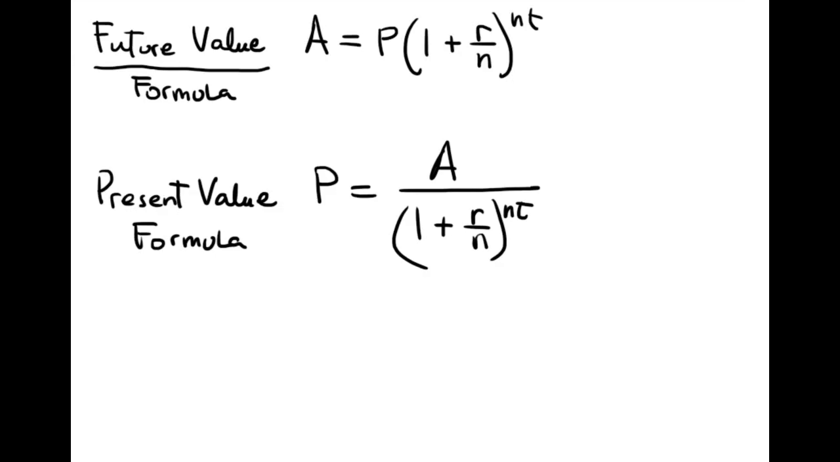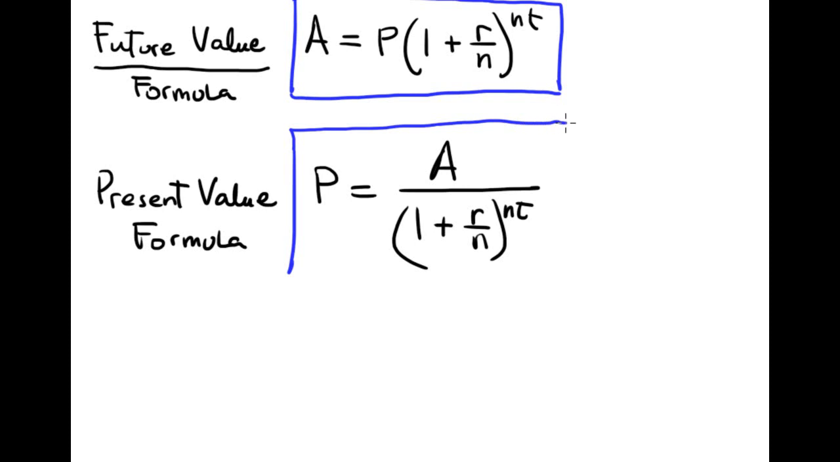Okay, we have then a future value formula. This is the future value formula. Future value is equal to present value, parenthesis 1 plus R over N. R is annual percent rate, N is the compounding, and T is the time in years. And this is the formula to compute the present value when you have future value.